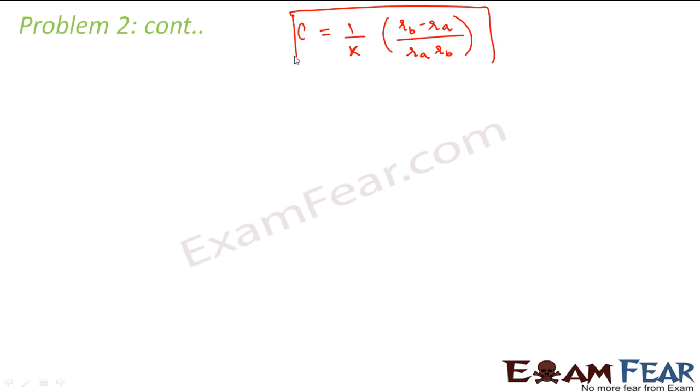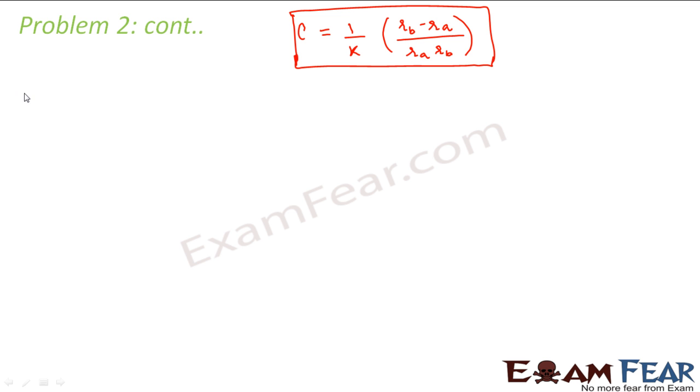So remember this, the capacitance for a spherical capacitor is 1 by K into RB minus RA divided by RA into RB. See, basically you saw that the approach is still the same. We have to calculate the potential difference between the two. There we were calculating the potential difference between the two plates. Here we are calculating the potential difference between the two spheres. So once the potential difference is calculated, then we are straight away finding out the capacitance.